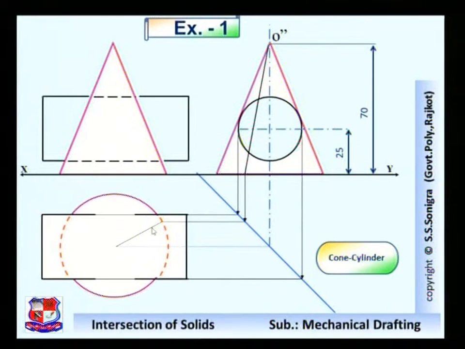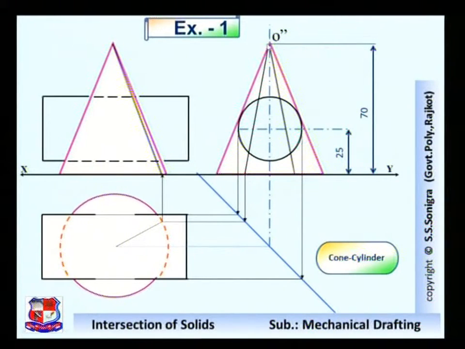Similarly, this is the top view of this generator. Now draw the front view of this generator. So for that, draw a vertical line from this generator from here to here and join this point with this apex point. So this is the generator, right? Now similarly we can draw more generators like this.